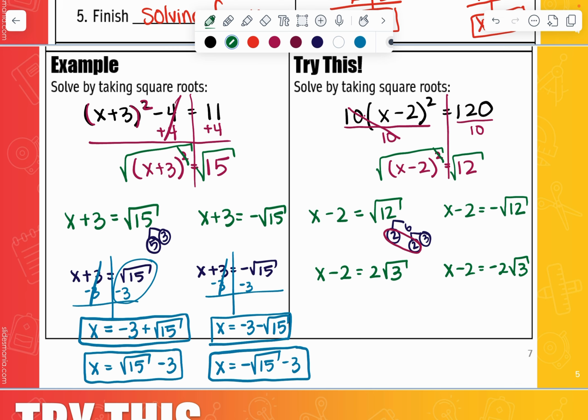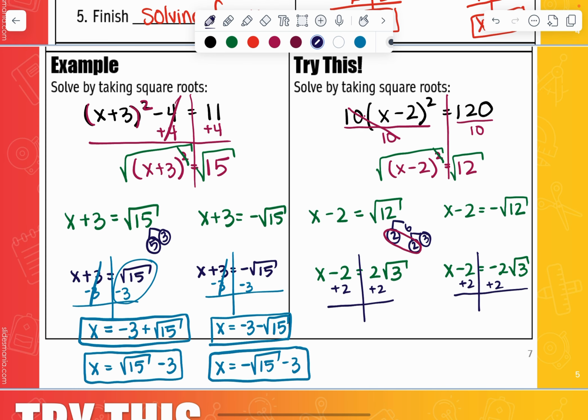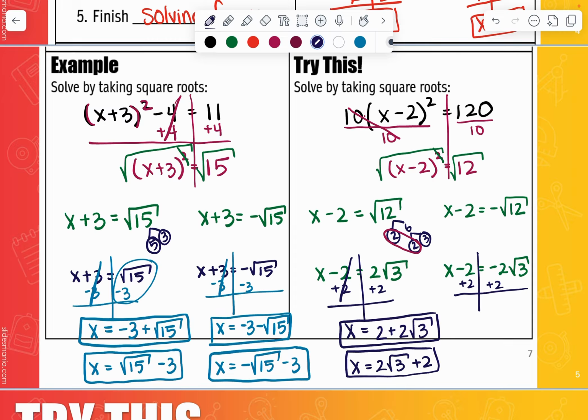Now, if this was yesterday, we would be done, but it's not yesterday. We are going to solve both of these equations for x. So we're going to add 2 to both sides and write our answer. And it's going to be an icky answer because we're left with a square root over there. We didn't simplify it all the way to a regular number. So the traditional way of writing our answer would be 2 plus 2 square roots of 3. But you could also reverse those and say 2 square roots of 3 plus 2. That is also completely fine. Those are exactly the same.